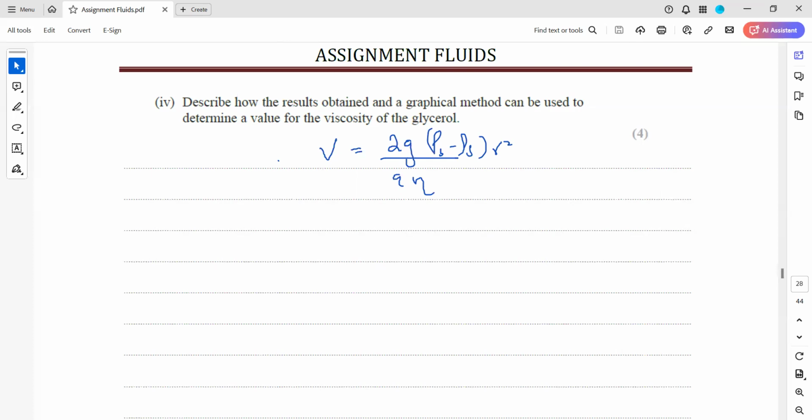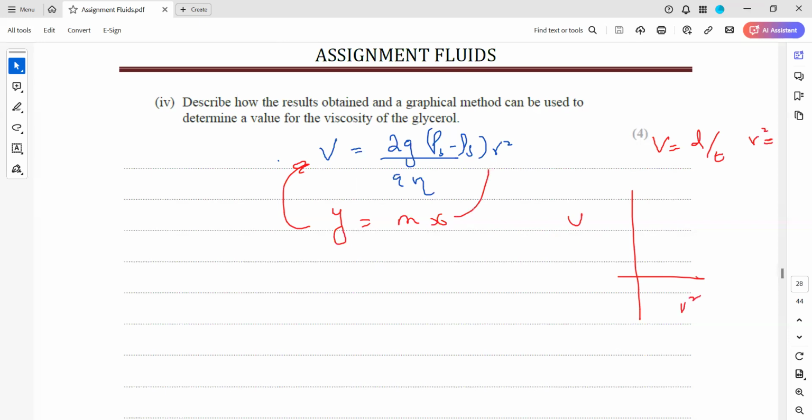Now, if you want to determine the viscosity, we'll use the formula y equals mx. First we determine the velocity by distance over time, and that we plot on the y-axis. Then using a micrometer, we determine the radius and square it, so we get radius squared, which is on the x-axis. We repeat the experiment with different sizes of ball bearings. We change the size of the ball bearings, record different terminal velocities, and plot a graph. After plotting a graph, we will find the gradient.